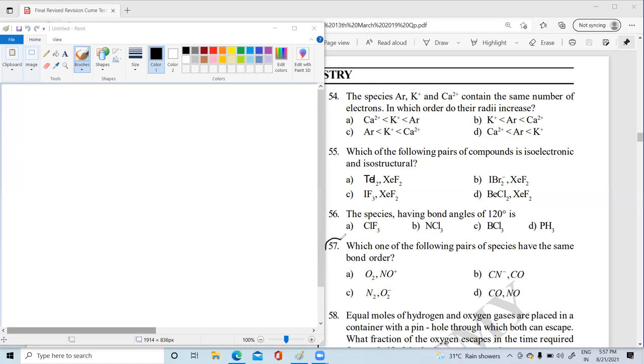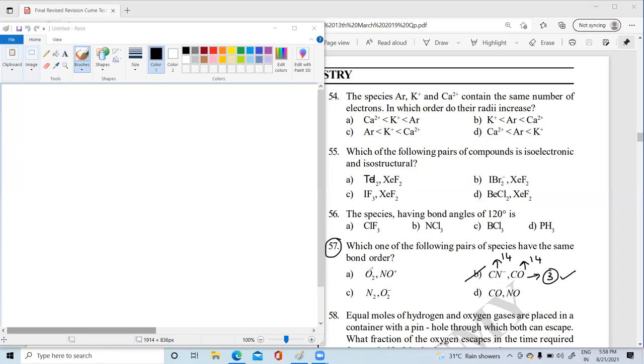Next, 57. Which of the following pairs of species have the same bond order? Same bond order means having the same number of electrons, check, students. Here option B will come. Why? Because cyanide also has 14 electrons, carbon monoxide also 14 electrons. Both bond orders should be 3. The answer should be B, students.